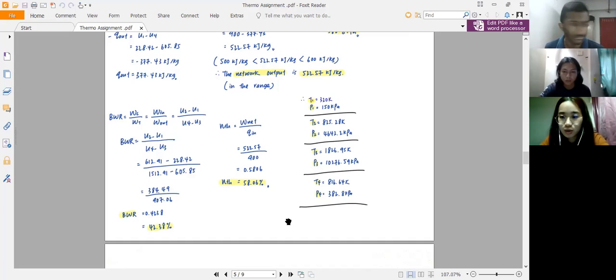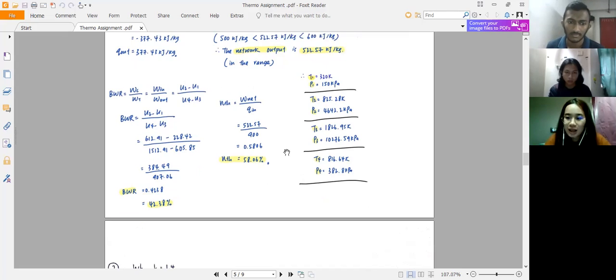So on the right side is the temperature and pressure that I found at each stage. T1 is equal to 320 K, and P1 is equal to 150 kilopascal. T2 is equal to 825.28 Kelvin, and P2 is equal to 4642.2 kilopascal. T3 is equal to 1826.95 Kelvin, P3 is equal to 10376.59 kilopascal, and T4 is equal to 816.64 Kelvin, and P4 is equal to 382.8 kilopascal. This is all the explanation of the calculation for the air standard assumption. Now I'm going to pass to my mate Jaya to explain the cold air standard assumption part.